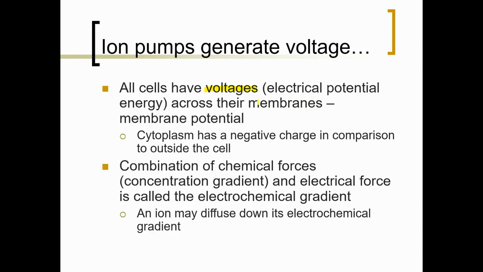And so just like with concentration, molecules like to move a particular direction based on concentration. Molecules will also like to move in a particular direction based on charge. In general, the cytoplasm is more negative than the outside of the cell, so we have this charge difference. The combination of our concentration gradient along with that electrical gradient is what's called the electrochemical gradient. And so an ion, or those charged particles, may diffuse down that gradient, just like they would diffuse down an electrical gradient.